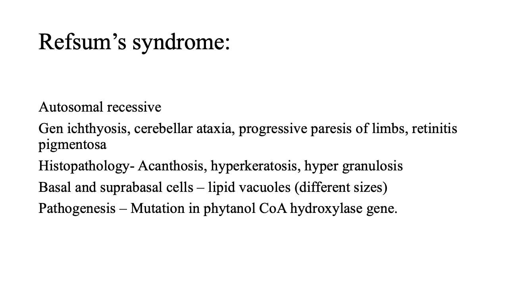Refsum syndrome is an autosomal recessive disorder which is expressed as generalized ichthyosis along with cerebellar ataxia, progressive paresis of limbs, and retinitis pigmentosa. This condition happens due to mutation in phytanoyl-CoA hydroxylase gene, which leads to accumulation of phytanic acid. So, in microscopy, lipid vacuoles of different sizes are seen in the cytoplasm of basal and suprabasal cells of epidermis.